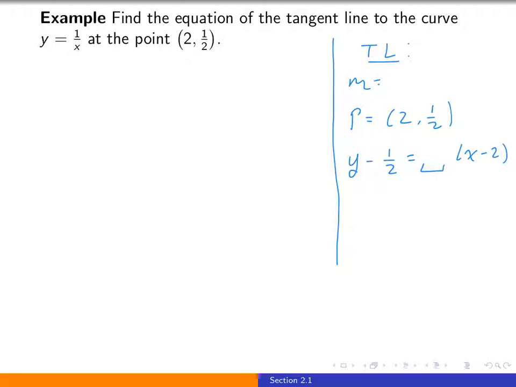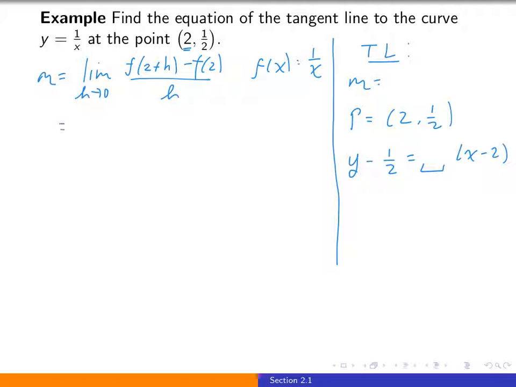So going back to the definition of how we find the slope of the tangent line, it's in terms of the limit as h approaches 0 of f of 2 plus h minus f of 2, over h, where in this case f of x is the function 1 over x. So the first thing to do now that we've written this as a limit is to go ahead and take care of the function evaluation.